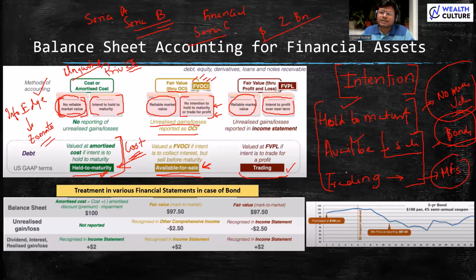And then you could be investing in trading, where I have to sell within a year. So the profit booking or loss booking, whatever it is, has to happen within a year, right? Something like mutual funds. So the accounting for all of these three types of financial items is different depending upon the intention. Now, let me give you an example.